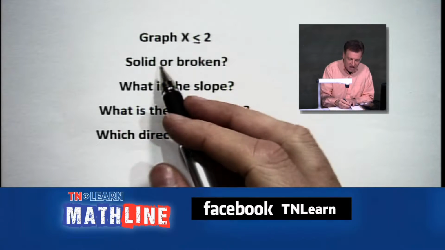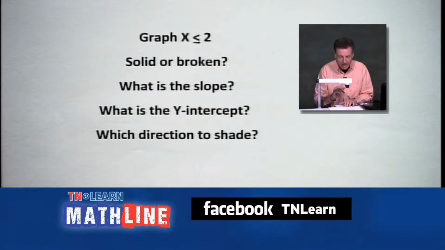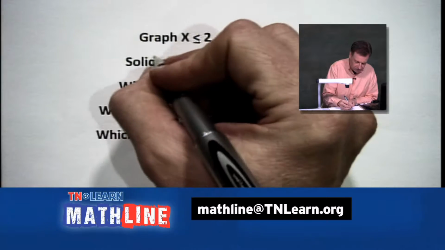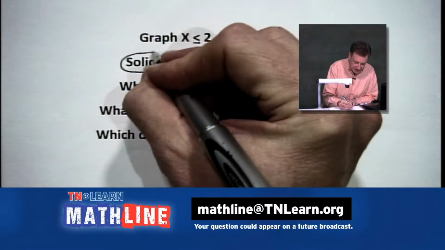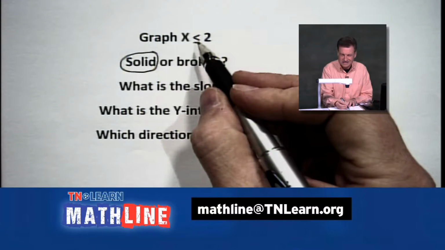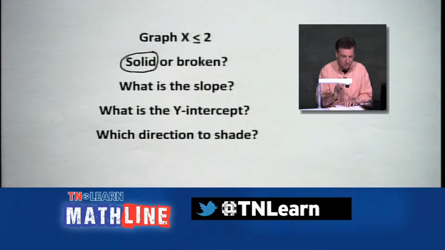Now, the next question asks solid or broken. Remember, I gave you a hint in the last problem. Solid goes with an equals to. So this time it's going to be a solid line. Not because of the less than, but because of the equals to. The less than is just going to tell us which way to shade.